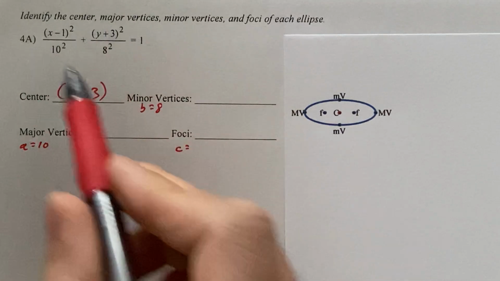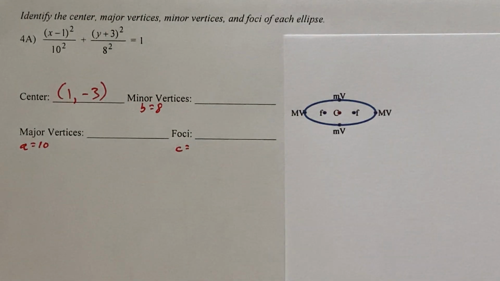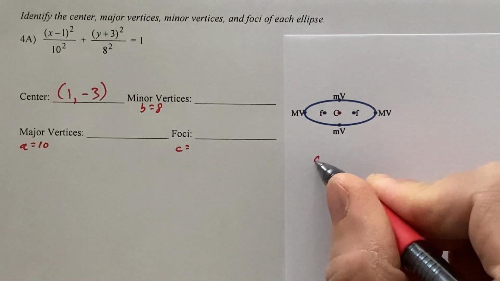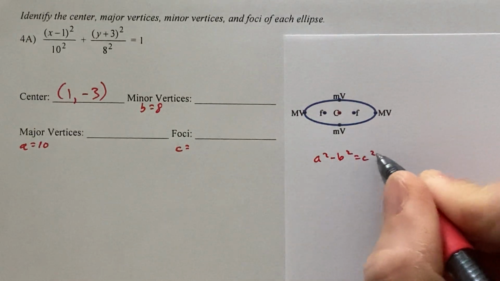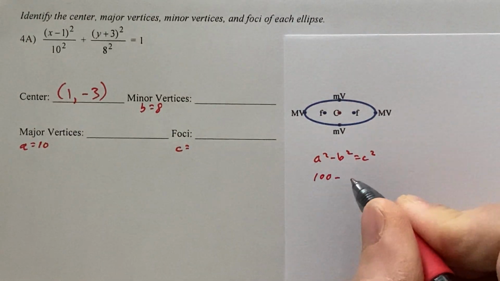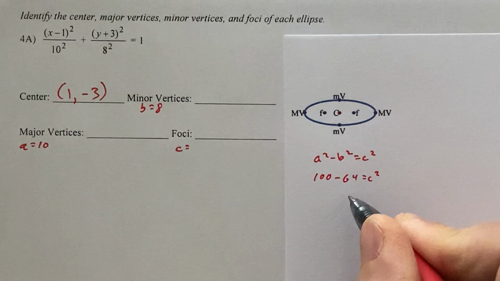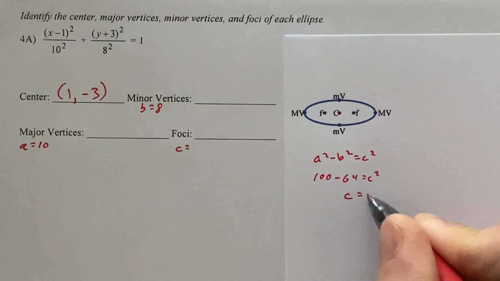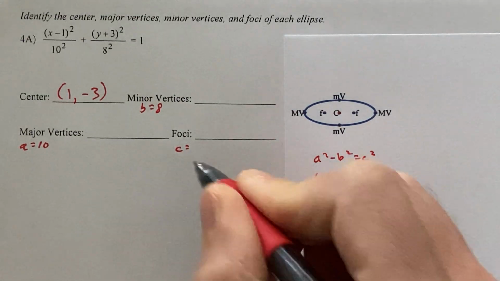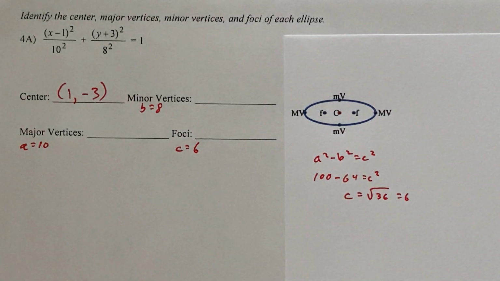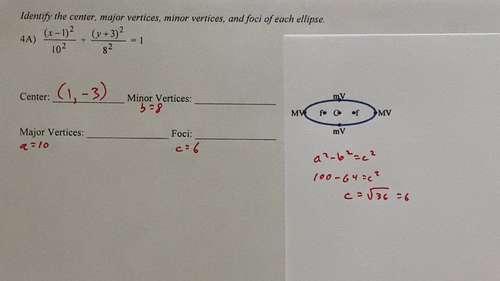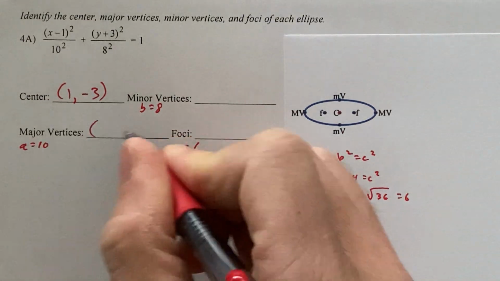Well, I don't see it in my formula, but I do know that the anti-Pythagorean theorem will give me that. So a squared minus b squared equals c squared. So 100 minus 64 equals c squared. So c is going to equal the square root of 36, which is 6. Now, the reason why I like to write those numbers there is those are the numbers I'm going to be calculating with, okay? So the major vertices, let's take a look at this.